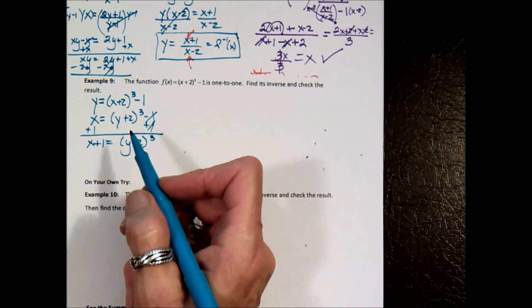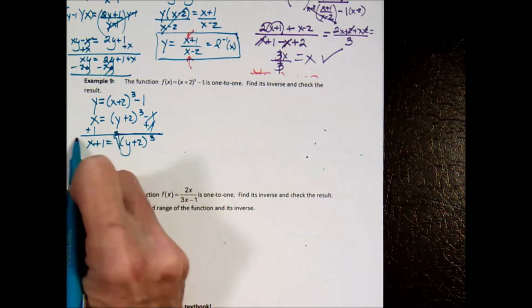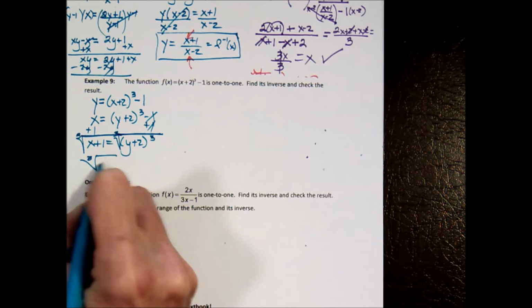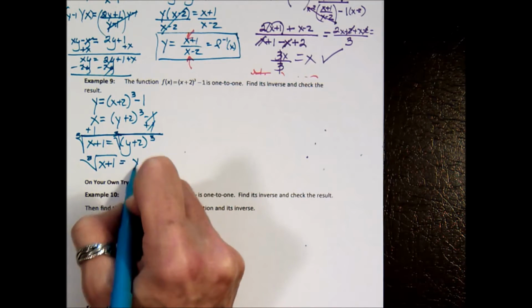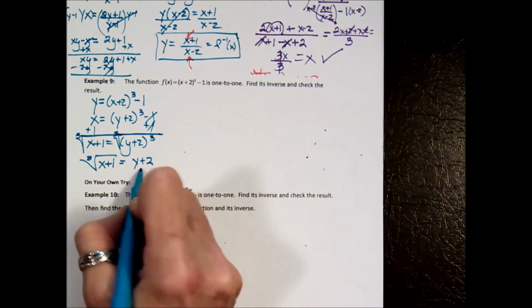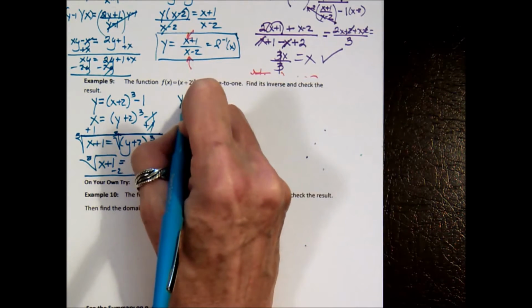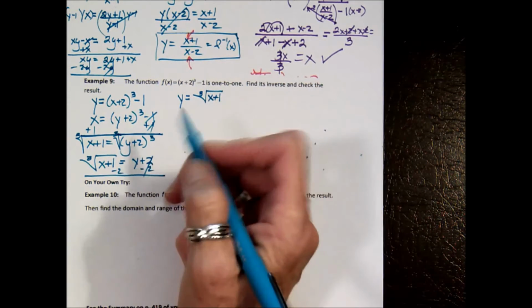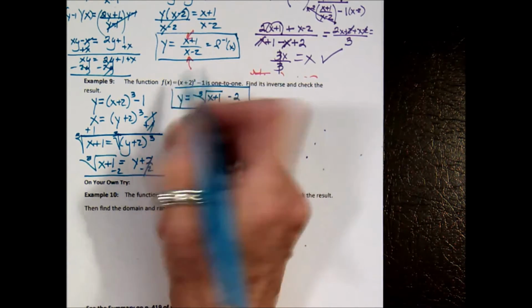and now to get rid of that, I'm going to take the cube root of both sides. I'm taking the cube root of this side and the cube root of that side. That gives me cube root of x plus 1. Those undo each other, equals y plus 2, and now all I need to do is subtract a 2, and that gives me y equals cube root of x plus 1, and then outside of the radical is this minus 2. So there's my inverse function. Remember, this is also f inverse.